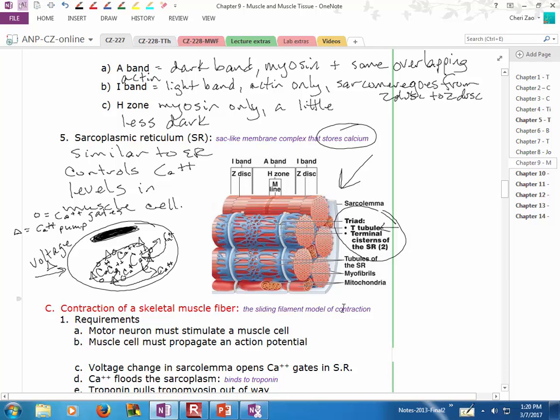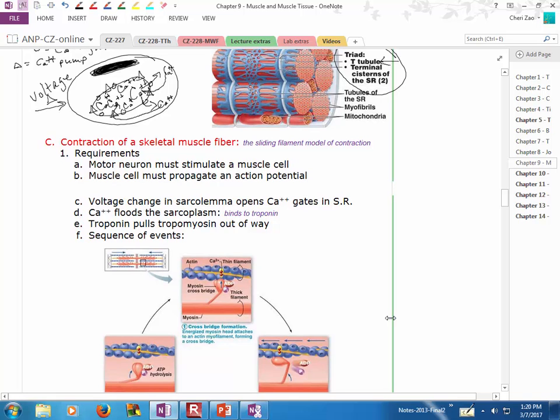Now let's take a look at that contraction of the skeletal muscle fiber. Remember, that's myofiber or muscle cell. And it's called the sliding filament model of muscle contraction. And that's because the filaments, which are actin and myosin, are going to slide across one another in a specific way. Our requirements here: motor neuron, and neuron is nerve cell. So motor neuron equals nerve cell, which is different from a nerve. It must stimulate a muscle cell. In other words, zap. Okay, so I'm going to zap a muscle cell.